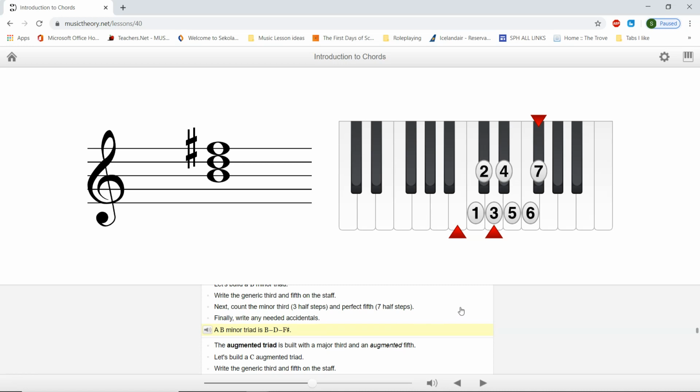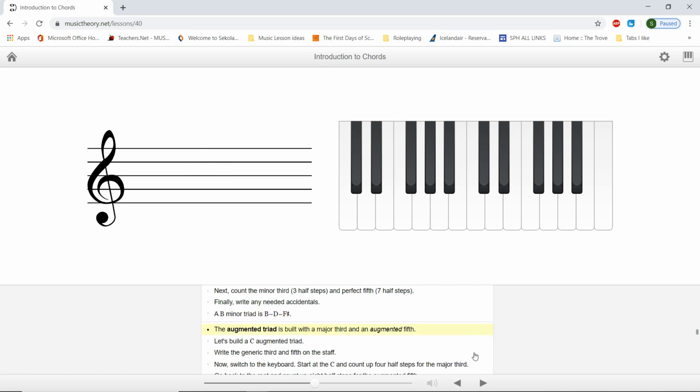We're going to move on to two more triads. We have an Augmented Triad and a Diminished Triad. First, let's talk about the Augmented Triad. Now, the Augmented Triad is also easy to figure out if you understand major chords. All we do to make a major chord an augmented chord is we extend the fifth note another half step.